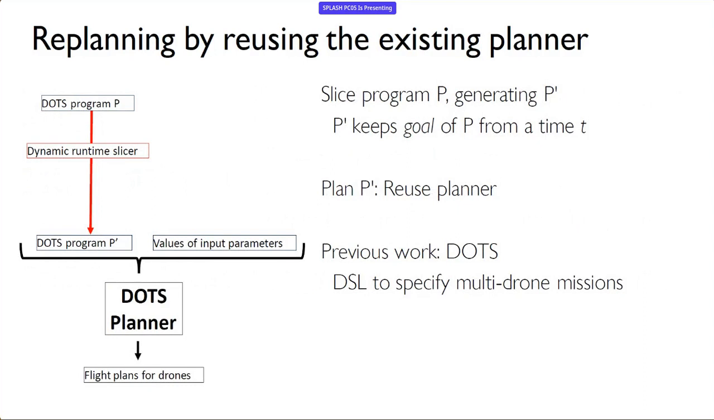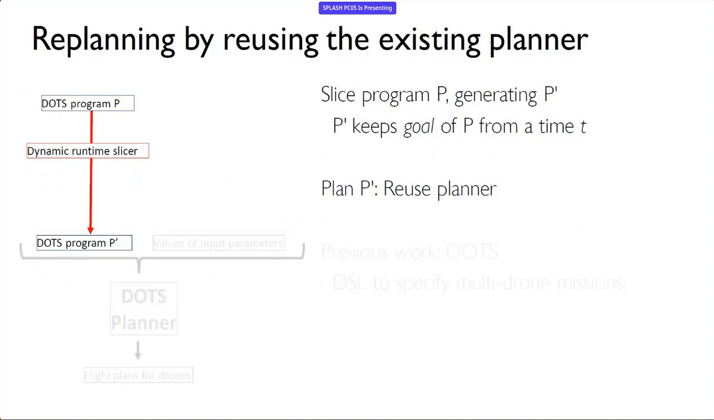Then we take this program and put it into a planner that we already built in previous work, and we dynamically replan. In this talk, I'm not going to talk about the planner itself. It's not a big deal, and if you want to know more, we have previous papers about that. What I'm going to talk about is how we use dynamic slicing and how we generate this new program according to certain rules.